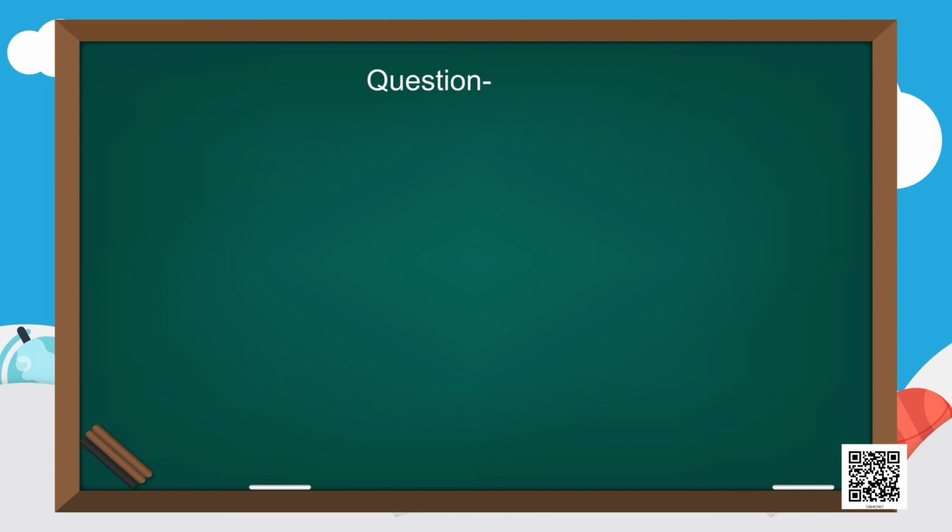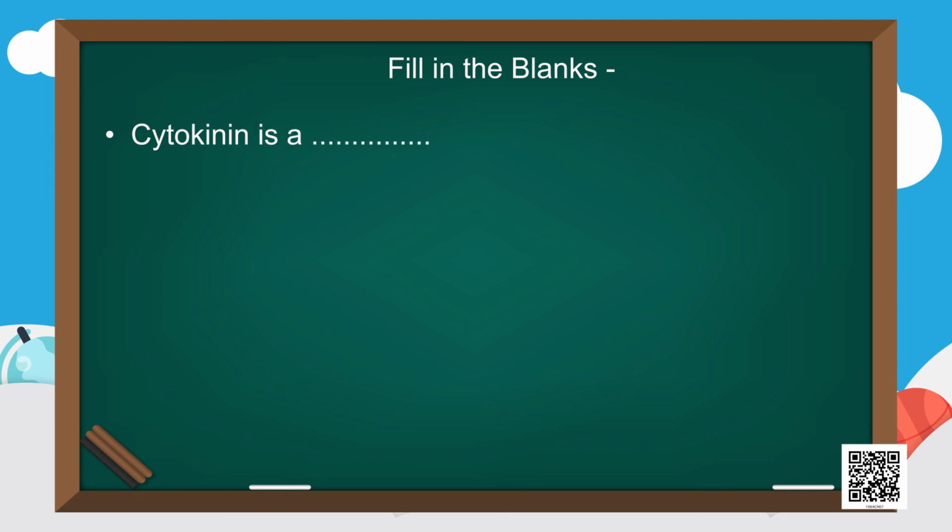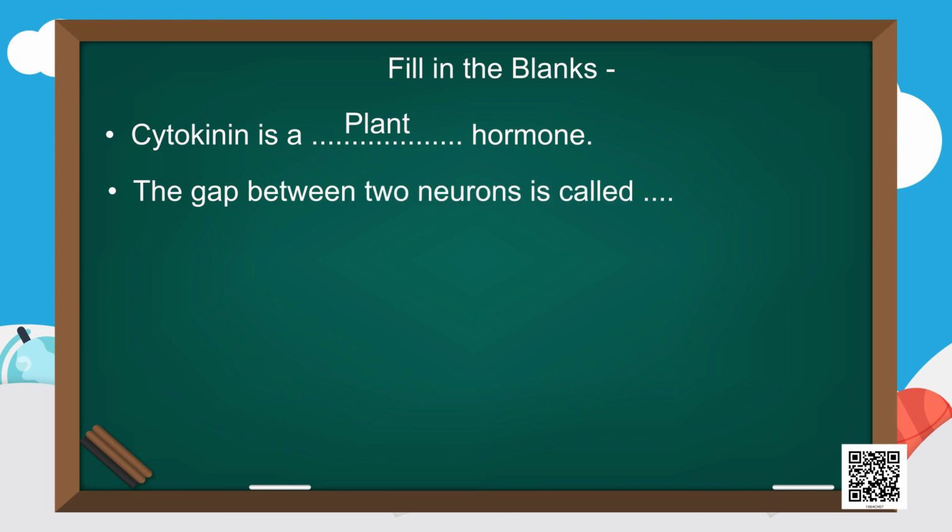Children, now I will ask you a few questions and I hope that you might be knowing the answers. So my first question is, cytokinin is a dash hormone. So the right answer is plant hormone. My next question is, the gap between two neurons is called dash. And the right answer is synapse.